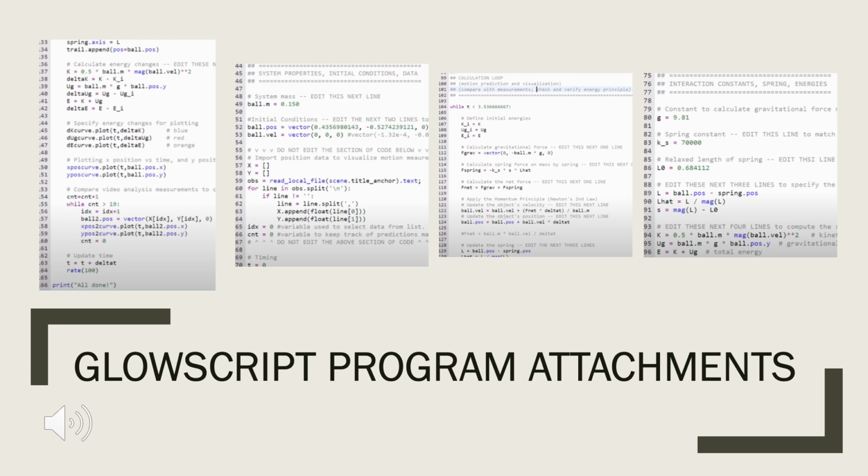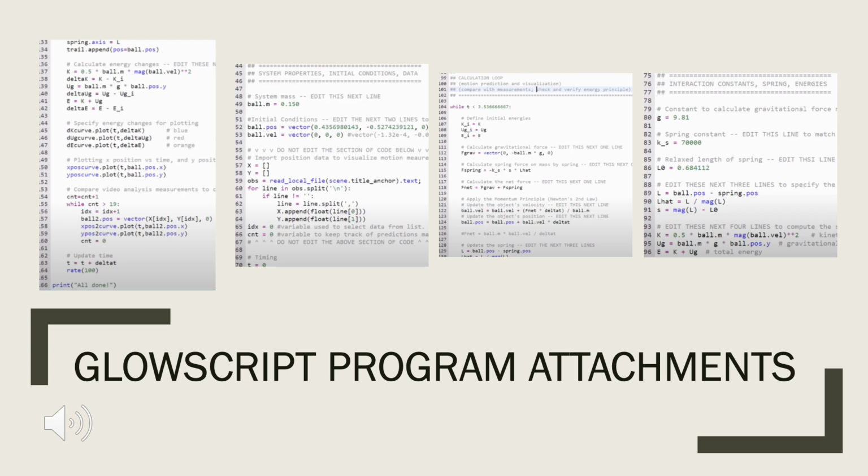Next, I define useful constants such as the gravitational constant g, the spring's stiffness k subscript s, and the spring's relaxed length L naught, and L and L hat vectors, as well as the spring stretch s. I also define three energies that the spring-mass system has: kinetic energy K, gravitational potential energy U subscript g, and total energy E. In my calculation loop, you will see that I set the initial energies and define my net force as the sum of a gravitational force and a spring force.